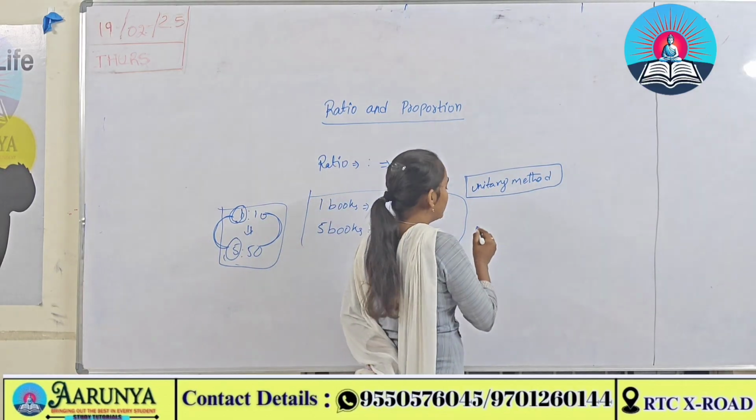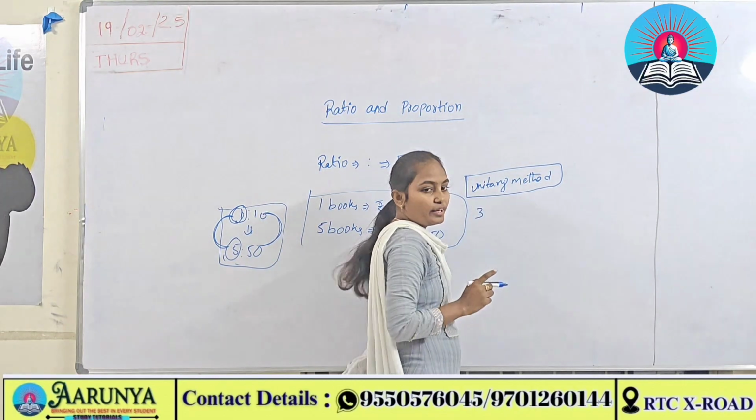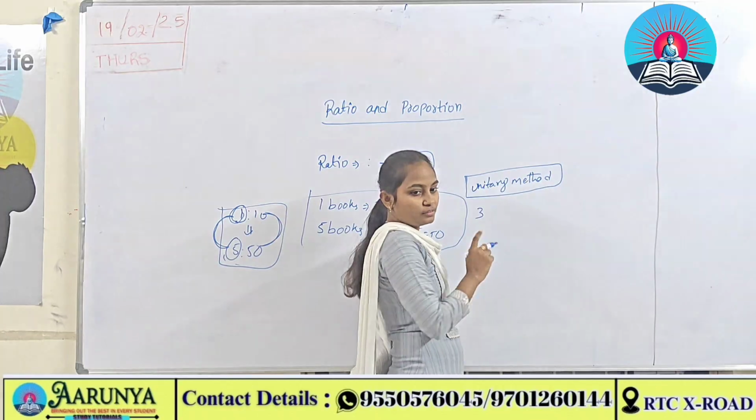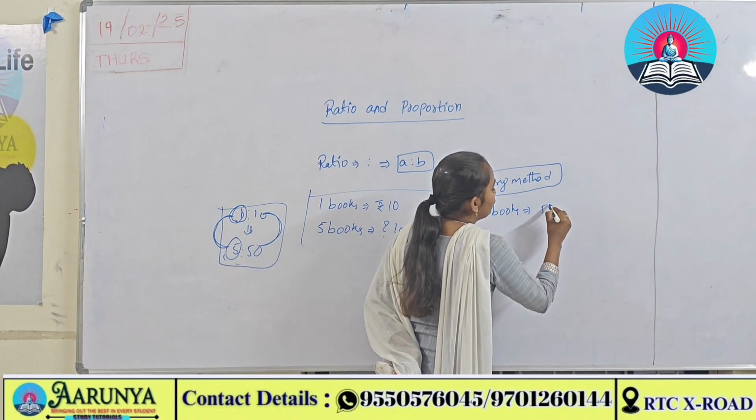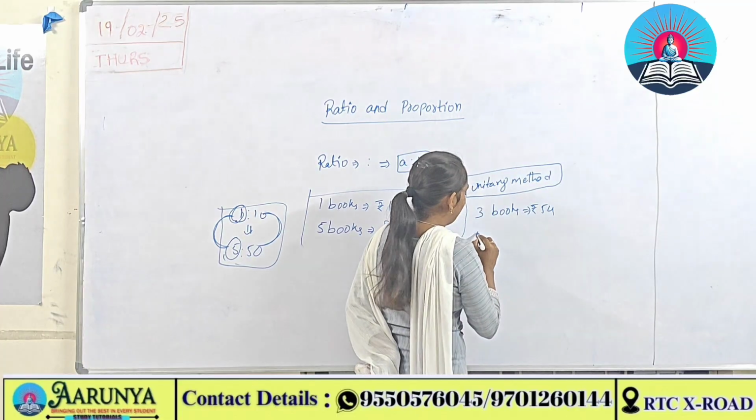Unitary method. I will give another question for you to solve. 3 books cost 54 rupees. What's the cost of 5 books?